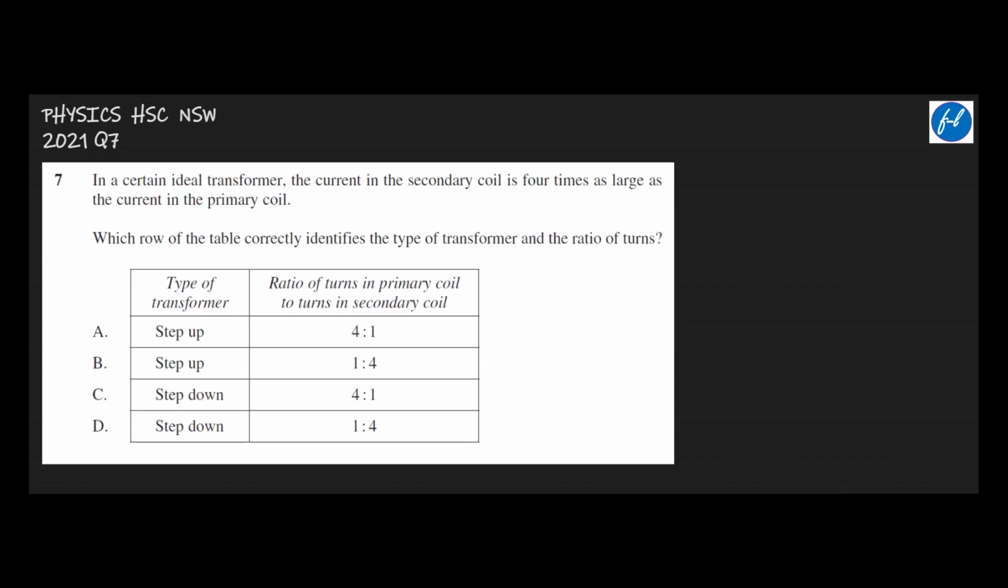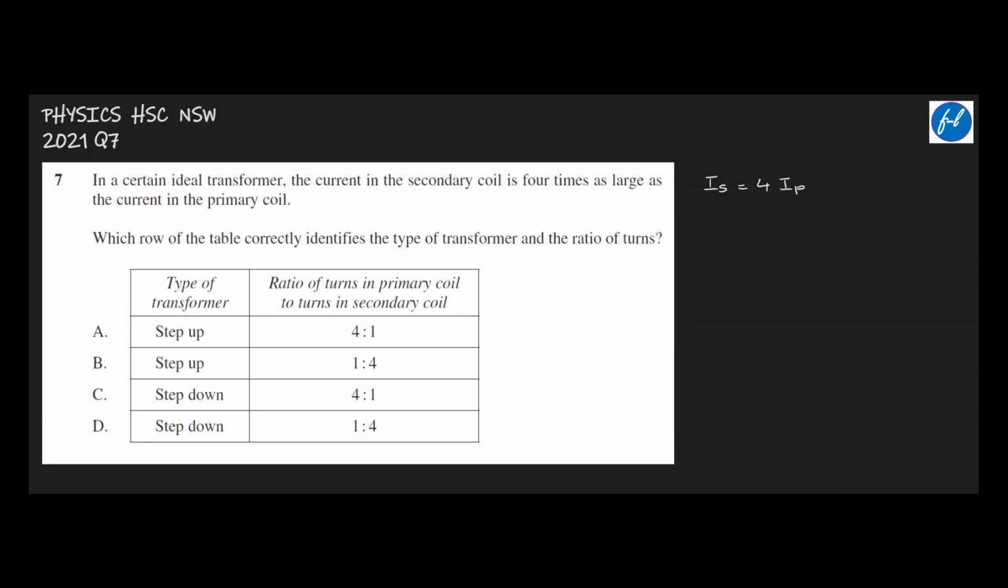The question is, in a certain ideal transformer, the current in the secondary coil is 4 times as large as the current in the primary coil. So this is given. Which row of the table correctly identifies the type of transformer and the ratio of turns? So we have to select which option is correct.